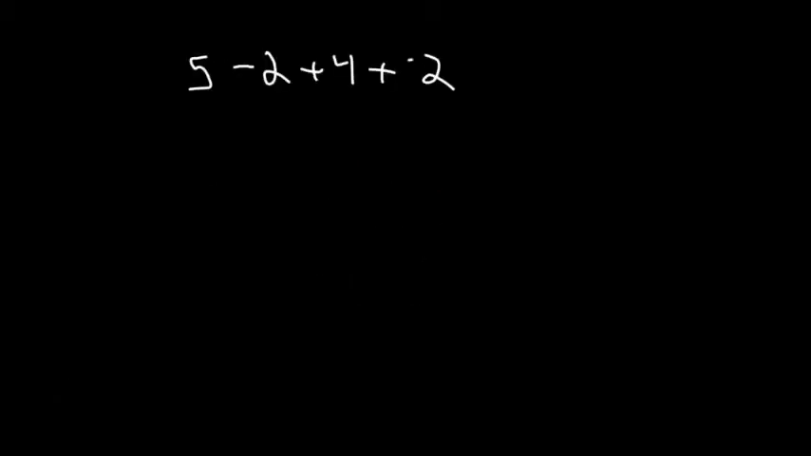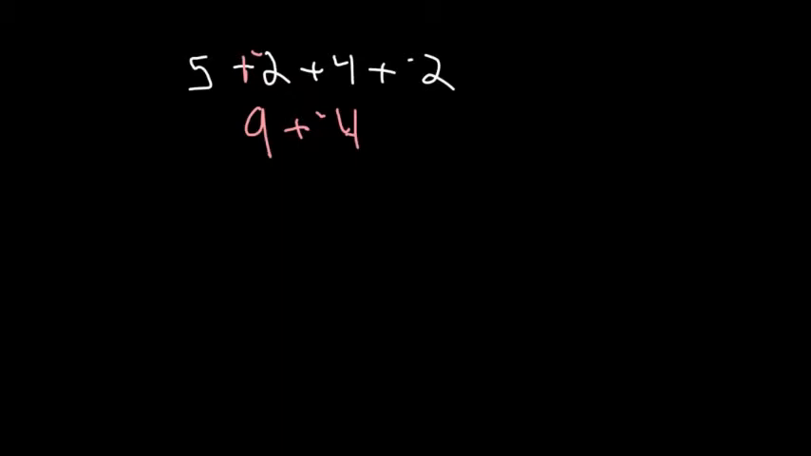Alright, so now here I have 5 minus 2 plus 4 plus negative 2. The only one I need to change is that minus 2. So I'm going to change that to plus a negative 2. So I have 5 plus negative 2 plus 4 plus negative 2. Here I'm going to do this in a couple steps. First I'm going to add my positives. My 5 plus 4 is 9. And then I'm going to add my negatives. Negative 2 plus negative 2 is negative 4.